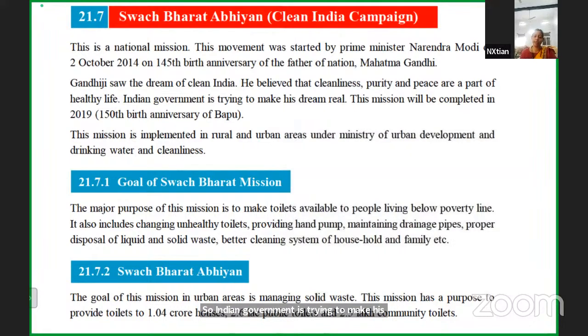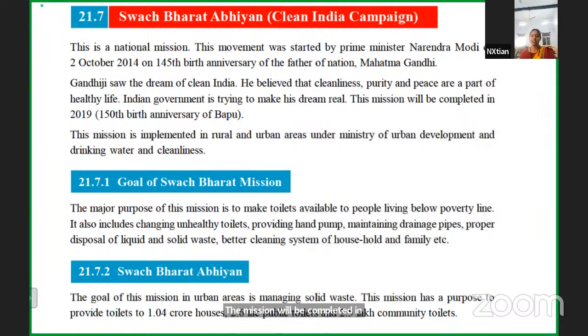Also, not just because of his dream, but also it is important to maintain a clean environment. Because if the environment is unclean, it leads to a lot of bad things to happen. A lot of bad factors take place. So, to avoid all of those harmful effects, we focus on making our nation, our country clean, our states, our cities also clean. The mission will be completed in 2019, the 150th birth anniversary of Bapu.